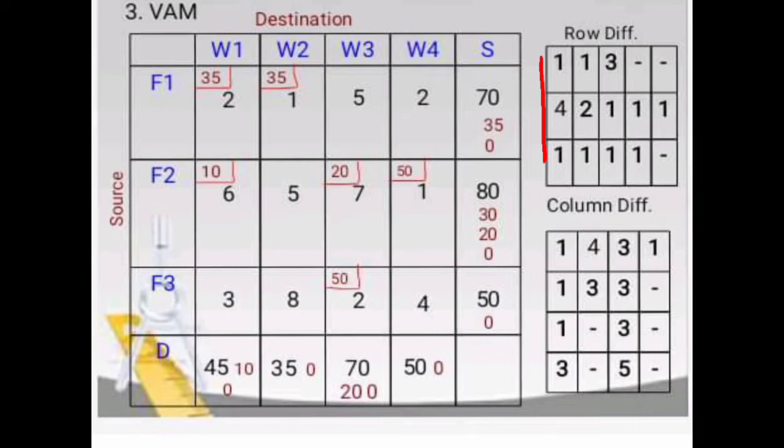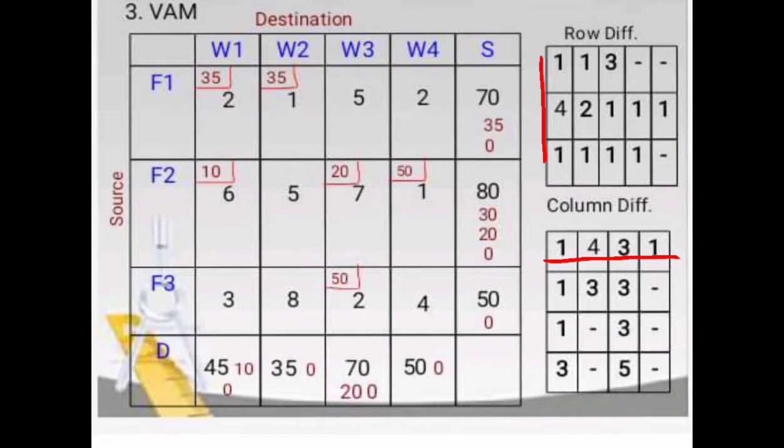To find the column difference, we find the least in the columns. For the first column, we have 2 and 3, the column difference is 1. Then 1 and 5, the column difference is equal to 4. Then 2 and 5, the column difference is 3. And 1 and 2, the column difference is 1.